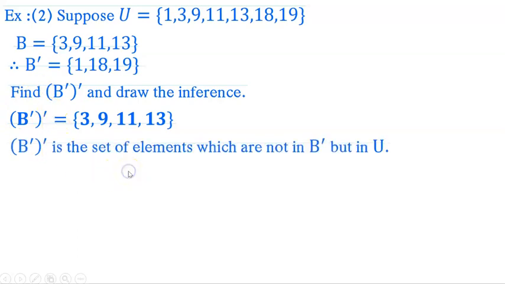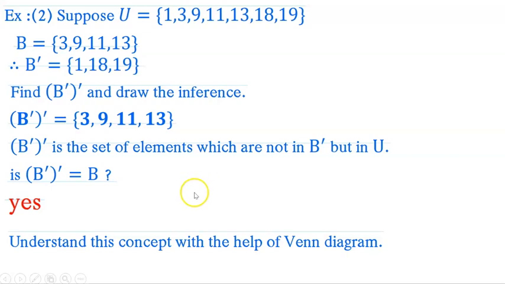Okay, therefore the B complement and its complement is the set of the elements which are not in B complement but in U. Therefore the B complement and its complement is equal to B. Yes, it's B. Okay, and therefore the complement of complement is the original set.